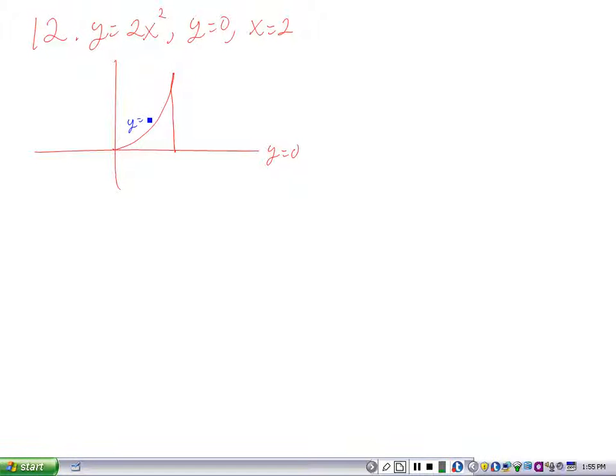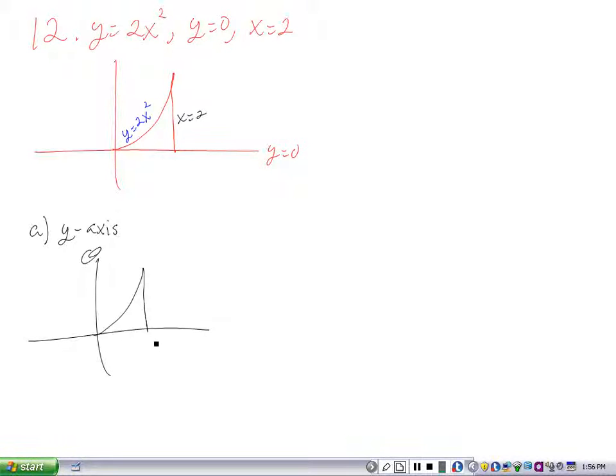The curve itself is y equal to 2x squared. And then we have just this line here, x equal to 2. So for this guy, part A, it says rotate this about the y-axis. Let's just draw that out by itself. So I'm rotating this guy about the y-axis.